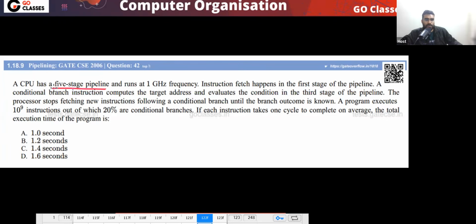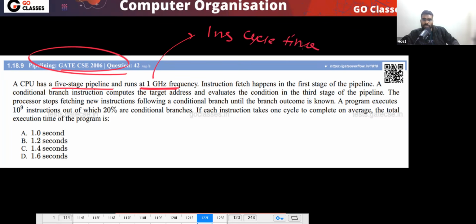There is again a 5-stage pipeline. This is a GATE 2006 question. 5-stage pipeline, 1 gigahertz frequency. That means 1 nanosecond is the cycle time. Okay, you have a cycle time of 1 nanosecond. That is your cycle time.